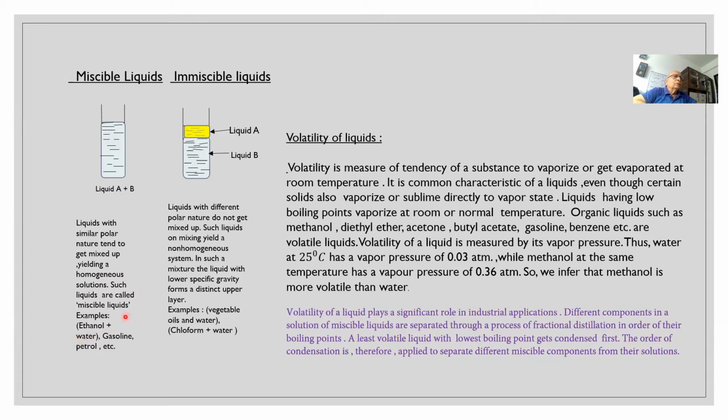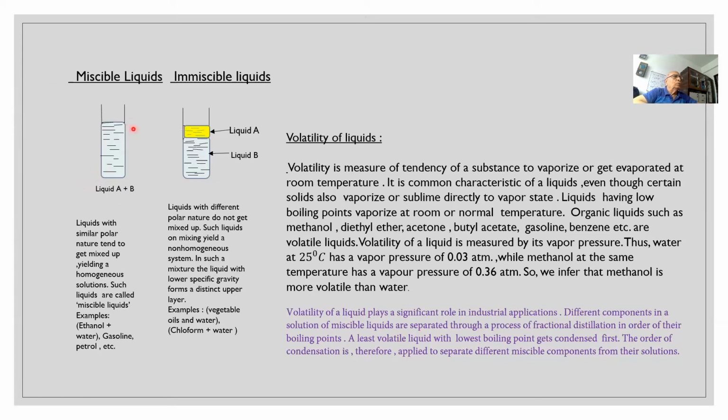Apart from that, there are liquids which do not get mixed up in spite of the best shaking or efforts to make them homogeneous. Rather, what happens? They separate into different layers. A layer with lower density or specific gravity floats over another liquid having a higher density or specific gravity. Okay.